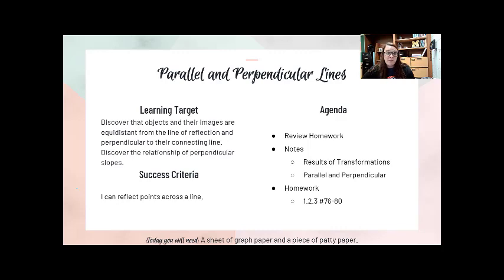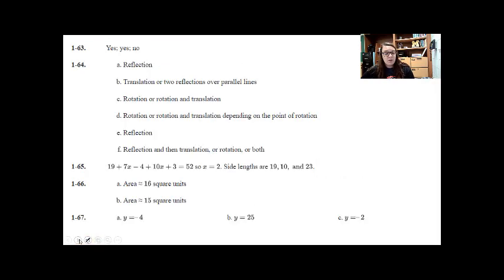We're going to look at our homework from yesterday and see what questions you might have, then take notes on results of transformations in parallel and perpendicular lines, as well as do some homework out of the book. It says what you'll need for the day, but I think you'll be able to be okay using Desmos instead of graph paper. Let's jump in.